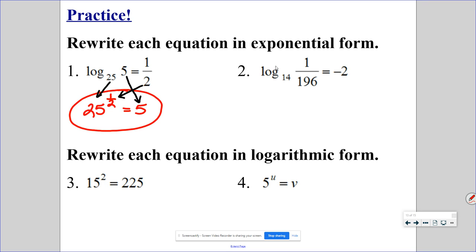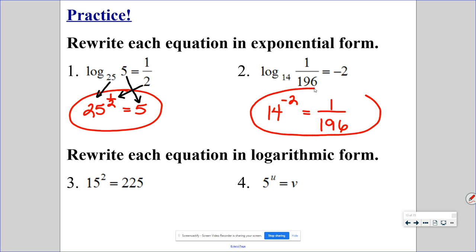Let's do it again over here. Log base 14 of 1 over 196 is equal to -2. That's a true statement. The reason this is true is because 14 to the -2nd power is equal to 1 over 196. That's all you have to do in this question, rewrite it as an exponential. Look at how things move. The base becomes the base. The fraction, the inside part, becomes the outside. And the equal to number becomes the power.